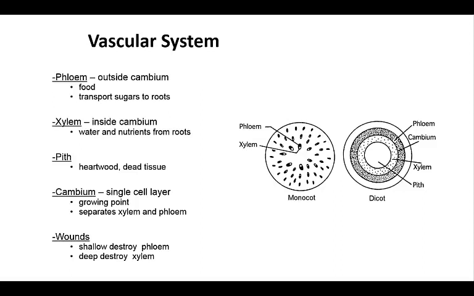Wounds on woody plants, in particular shallow wounds, will destroy the phloem. That is, if they come in here and damage this area, what that does is prevent sugars from getting to the root system. If they're really deep wounds, they will get into the xylem, and in addition to disrupting the sap flow or the sugar flow, it also disrupts the water flow.